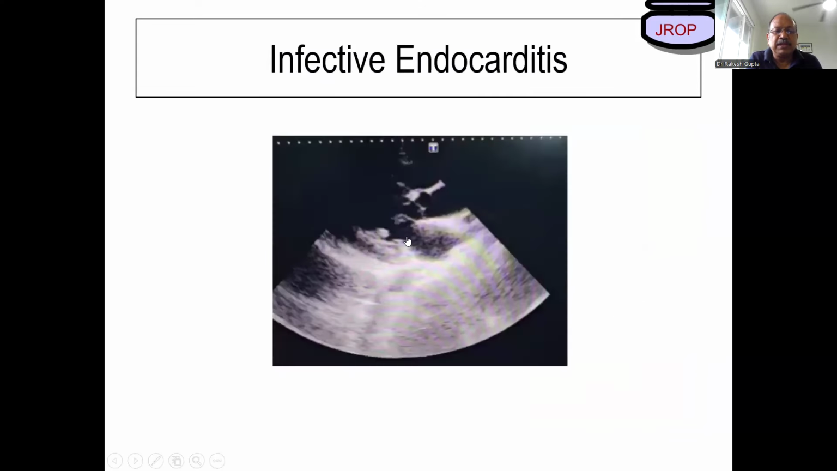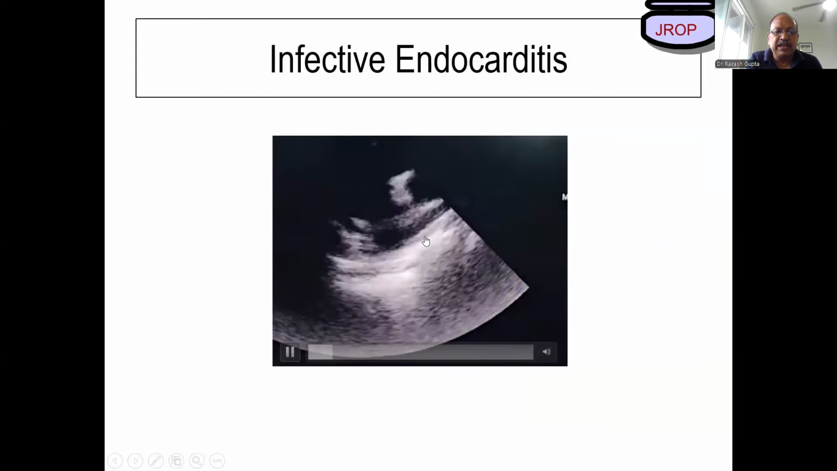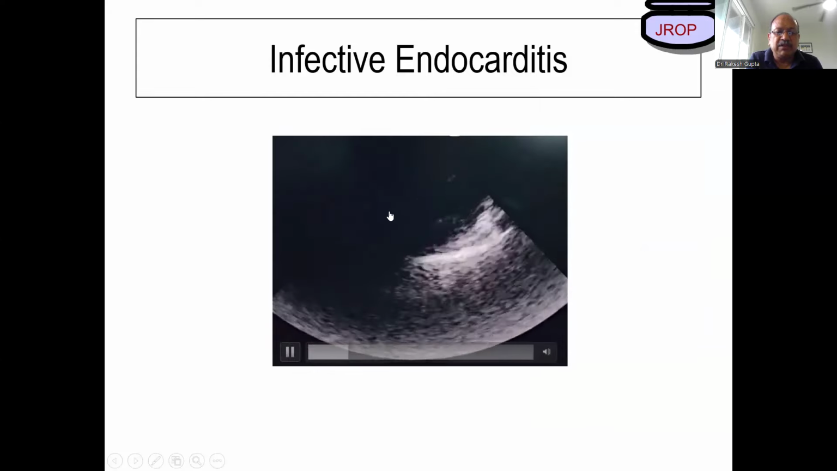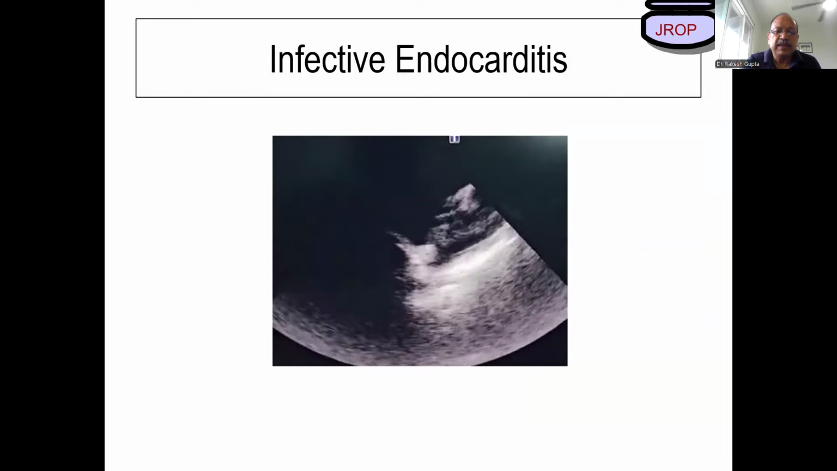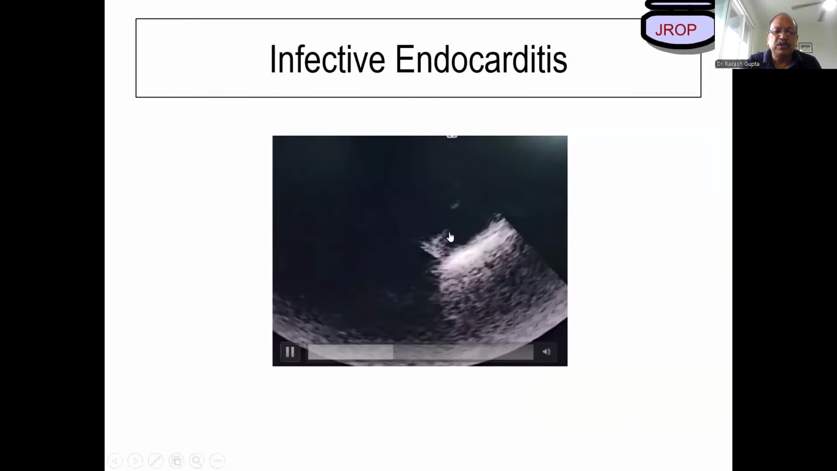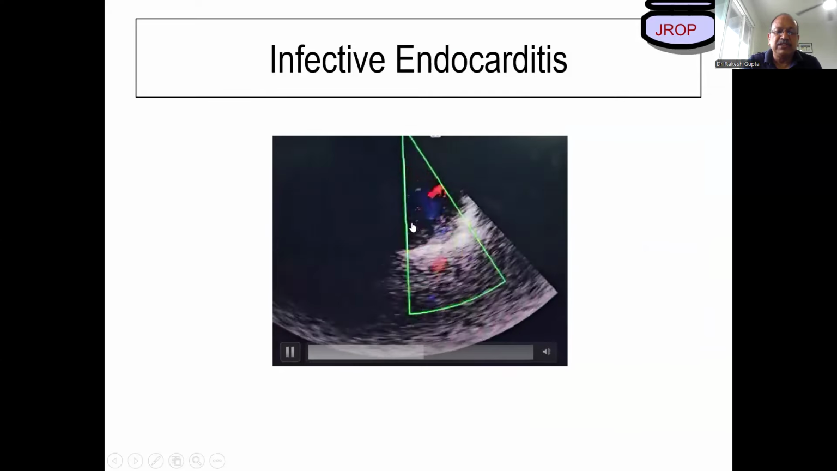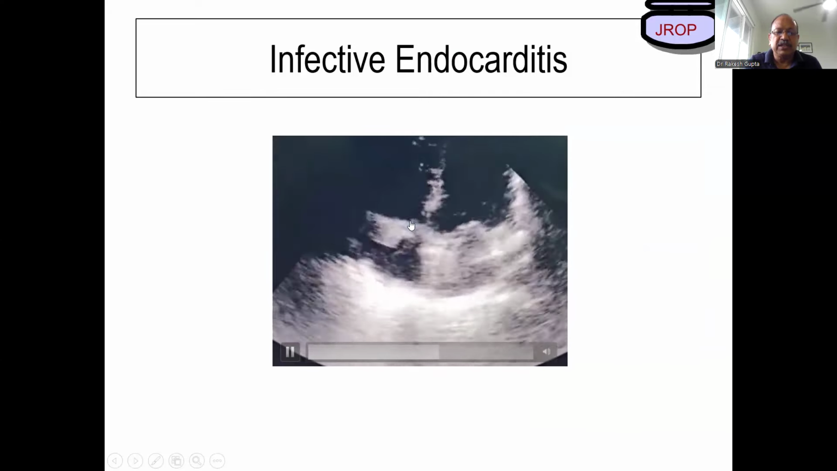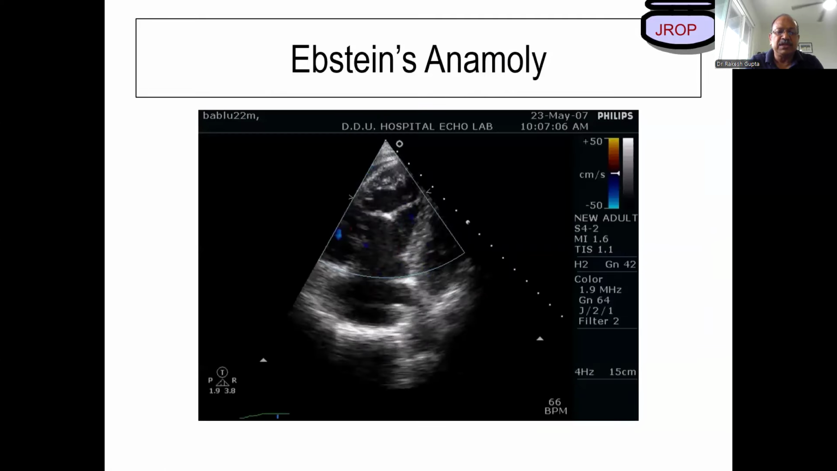Then another example is valvular endocarditis. Look carefully, it will suddenly come. Here comes a tricuspid valve. Here is a tricuspid valve, which shows evidence of a valvular endocarditis on the tricuspid valve, giving rise to significant tricuspid regurgitation. Now we can see it much more clearly in the subcostal view.